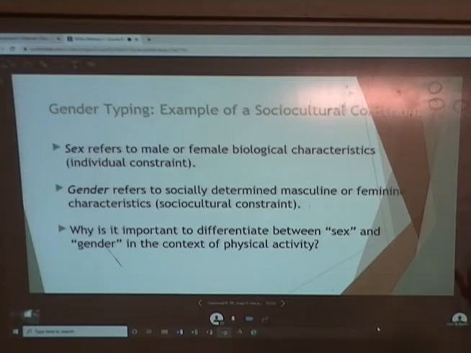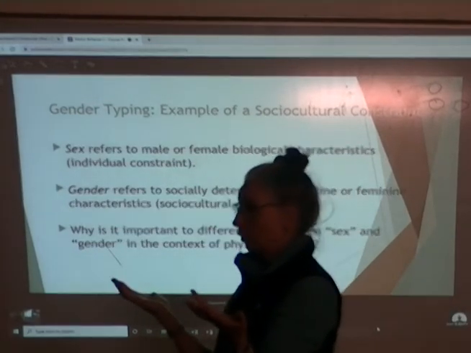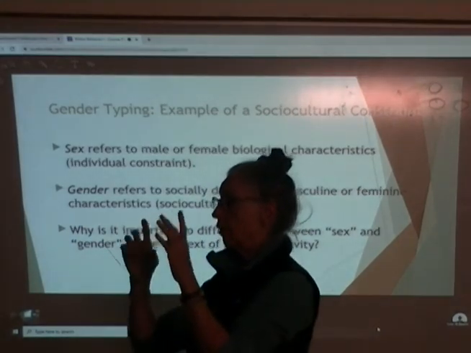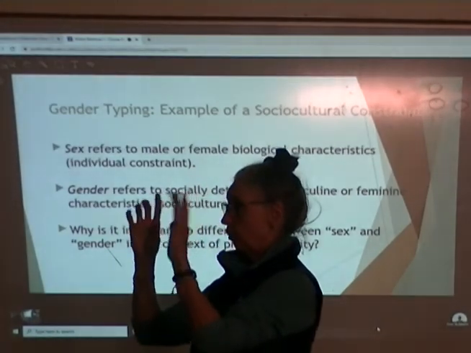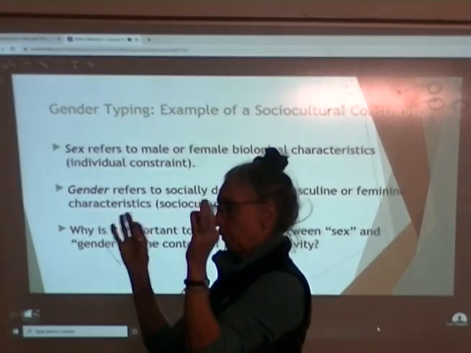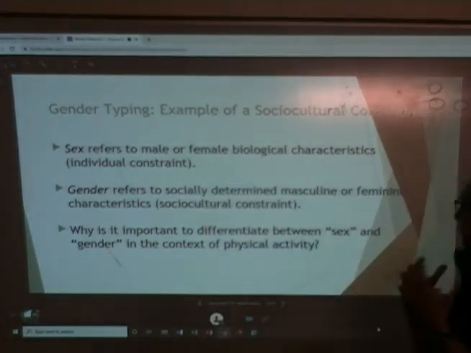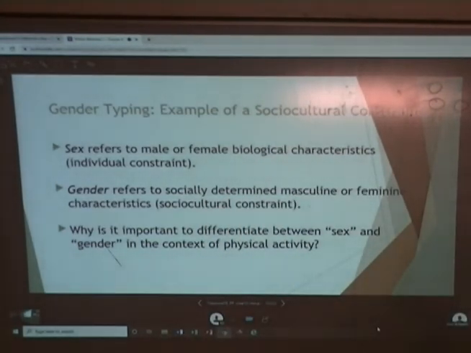The majority, not everybody, but the majority of people are either male or female genetically. All right, as I said, not everybody. There are some people that have more than an XY chromosome, and that changes those characteristics a little bit. So it's an individual constraint that I'm born with. I'm either male or female.